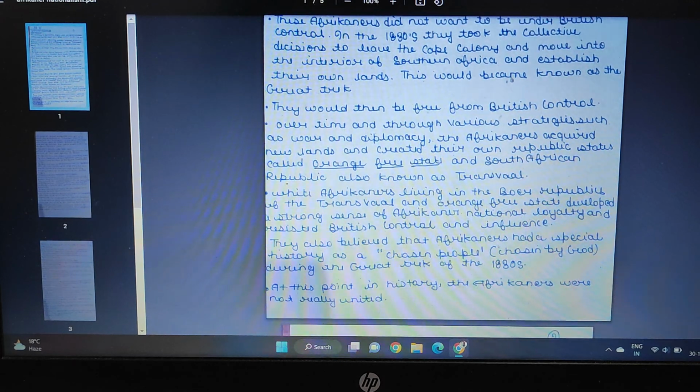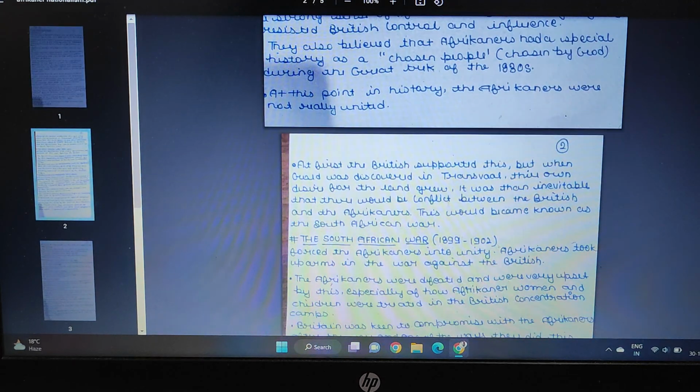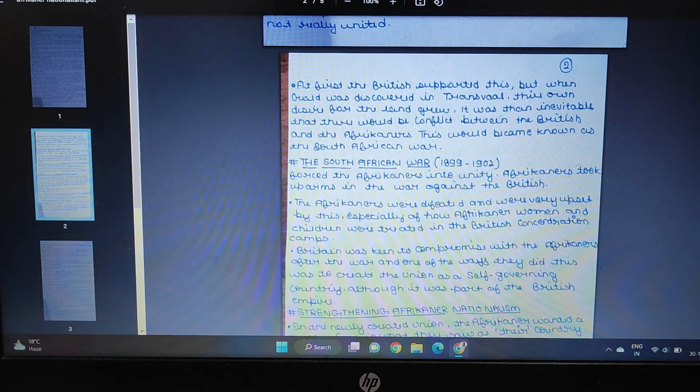So when they moved into the interior of southern Africa, they established two states that were free of British rule. First was the Orange Free State, and second was the Transvaal. But still, till that point, the Afrikaners were not really united. At first, the British supported this, but when gold was discovered in Transvaal, their own desire for the land grew. It was inevitable that there would be conflict between the British and the Afrikaners. This would become known as the South African War.